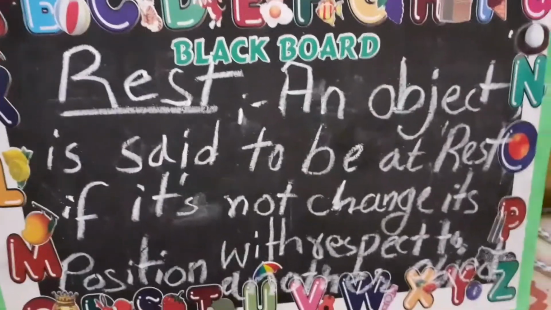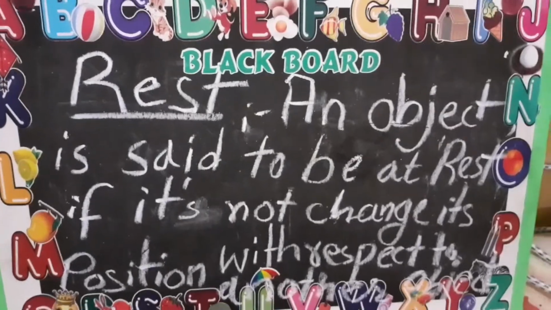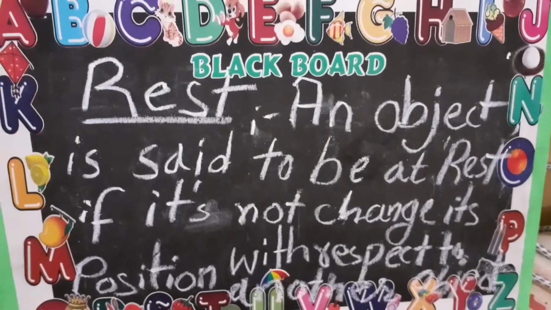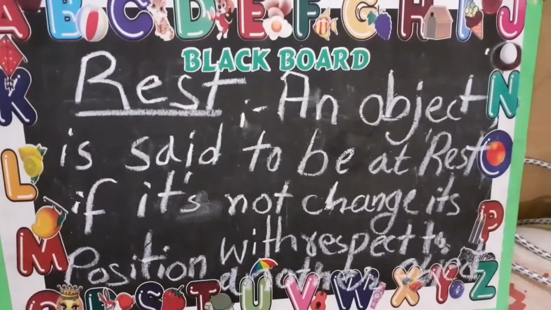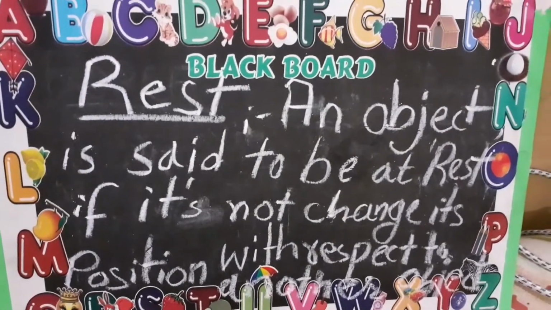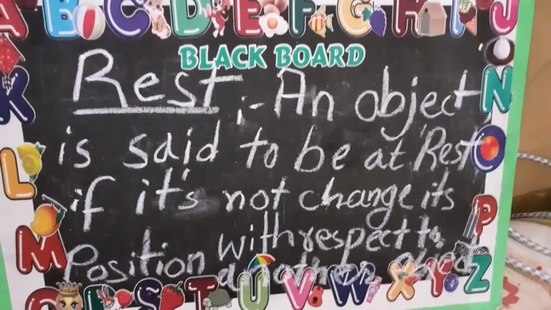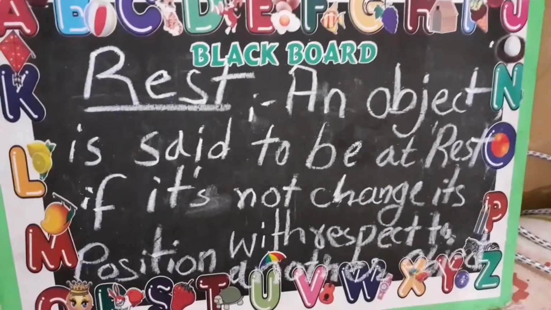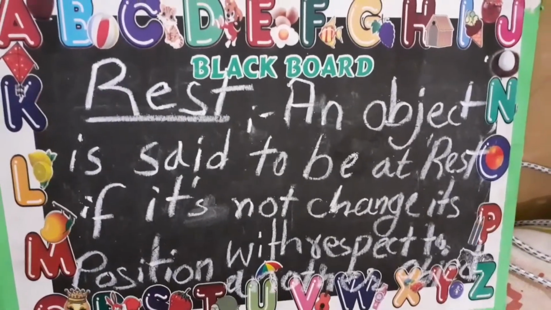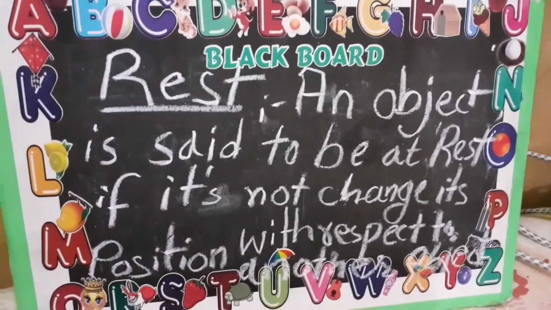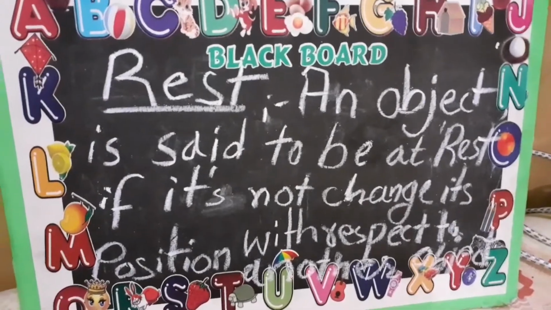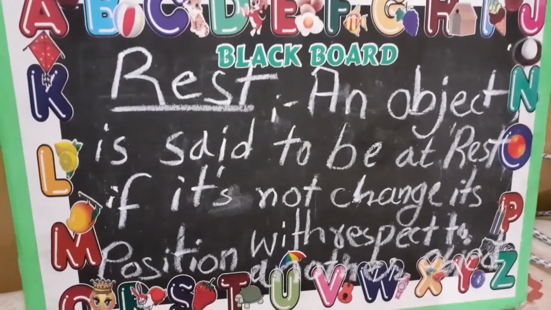What is rest in physics? In physics, an object is said to be at rest when it does not change its position with respect to its surroundings or with respect to another object.